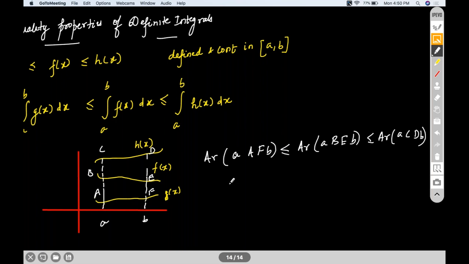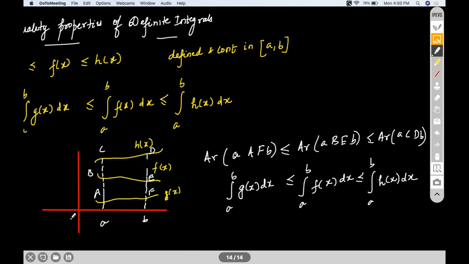And they represent nothing but the respective integrals. So this is the integral of g of x. And this is the integral of f of x. And this is the integral of h of x. Is that fine?